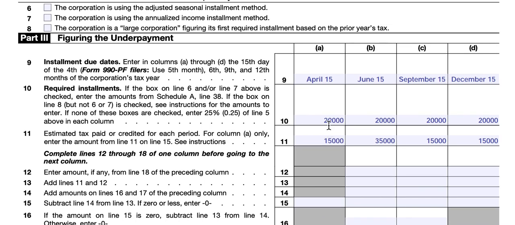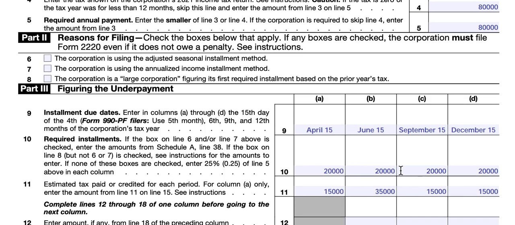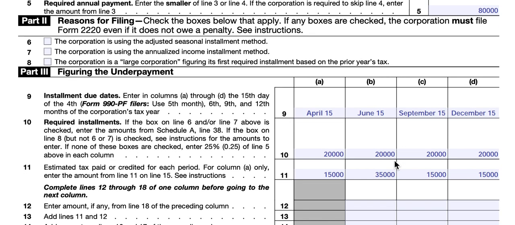And then the required installments. So you would either bring up the number from Schedule A, line 38, and that's if you're using either the adjusted seasonal installment method or the annualized income installment method. You would bring that number from Schedule A, line 38, up to the corresponding column. In this case, neither of those boxes are checked, so we took 25% of the line 5 amount right here. So 25% is $20,000. We put that across the board.